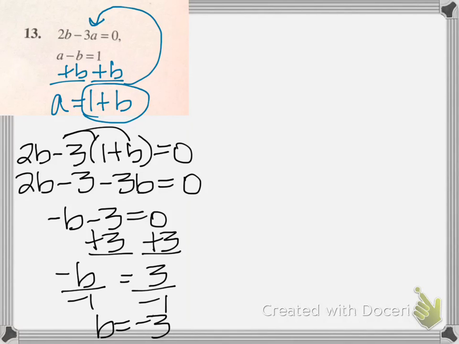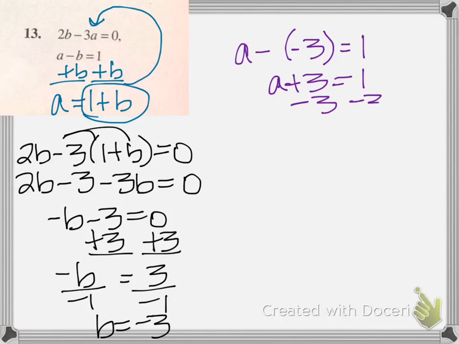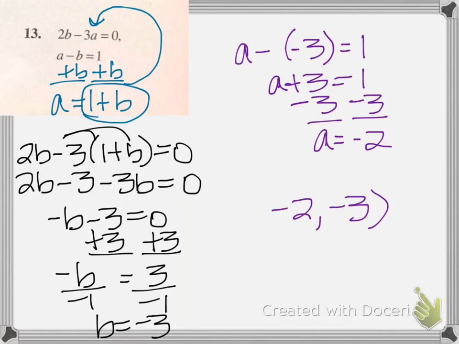Now let's find a. I'm going to use the bottom equation. It looks a little bit simpler to work with. So a minus negative 3, that's really a plus 3. Now I subtract 3 from both sides. It's going to leave me with negative 2. So it looks like my ordered pair is negative 2, negative 3. When they don't use x, y, put your variables in alphabetical order, and that's going to give you your solution.